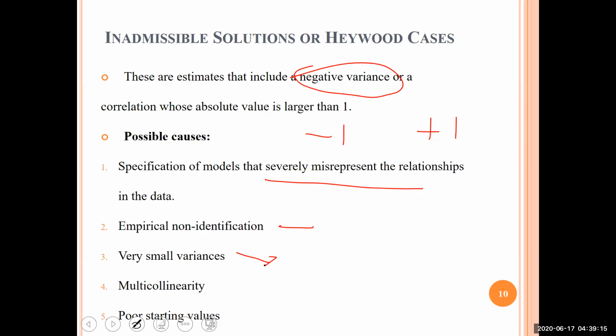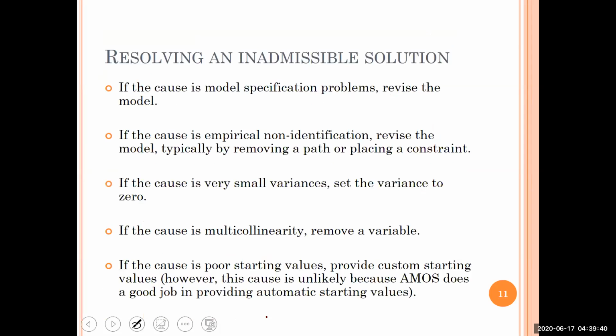Multicollinearity is when variables are very strongly related. So if you have two variables whose correlation is 0.99, they're redundant. They're not providing two pieces of information, they're providing one piece of information. So you can have an improper solution. Poor starting values is something that's not much of an issue anymore because modern structural equation modeling software usually has good starting values.